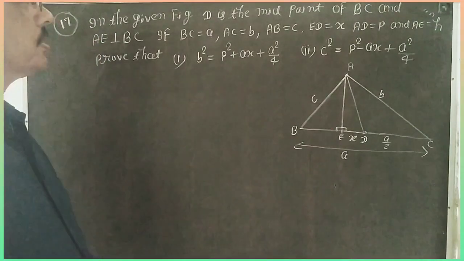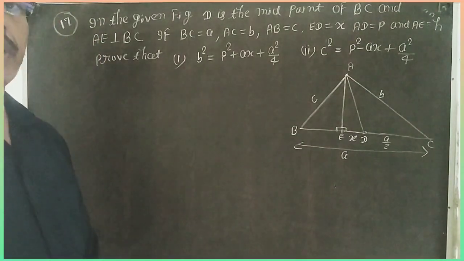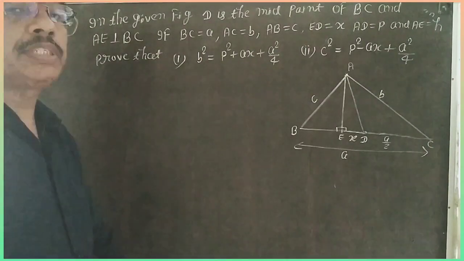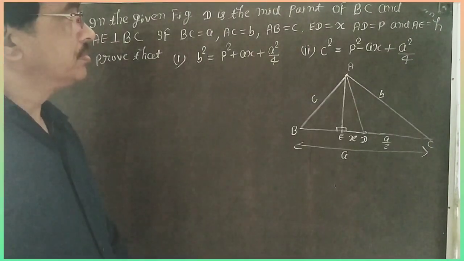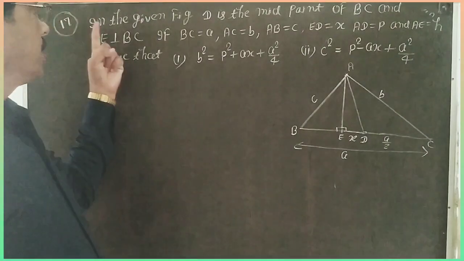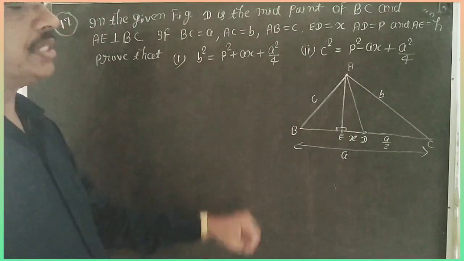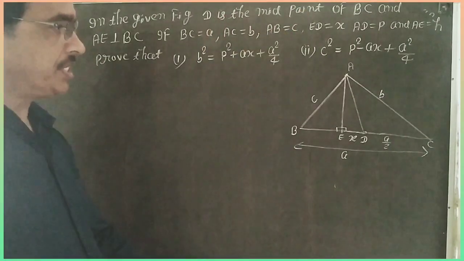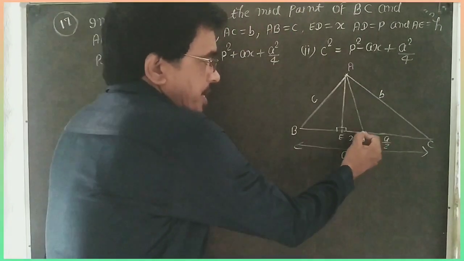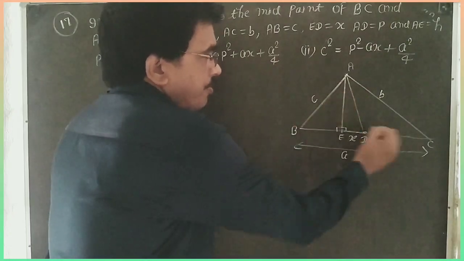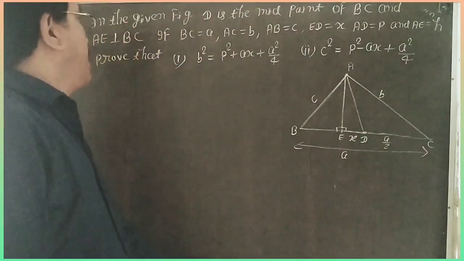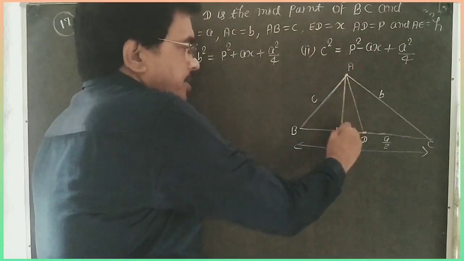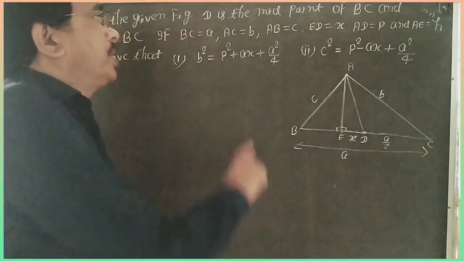Dear student, today I discuss the remaining questions of exercise 7D from question number 17. This remaining question is that in the given figure, that figure is given in your question, D is the midpoint of BC. This point is D and it is the midpoint of BC, and AE is perpendicular to BC.